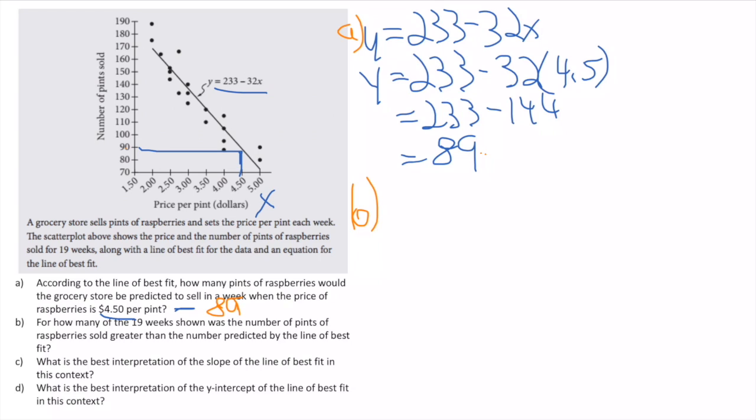B. For how many of the 19 weeks shown was the number of pints of raspberries sold greater than the number predicted by the line of best fit? So this is a question where really all I have to do is count all of the dots that are greater than the line of best fit, so that are above the line. If I do that, I got 1, 2, 3, 4, 5, 6, 7, 8. And so B would just be 8.